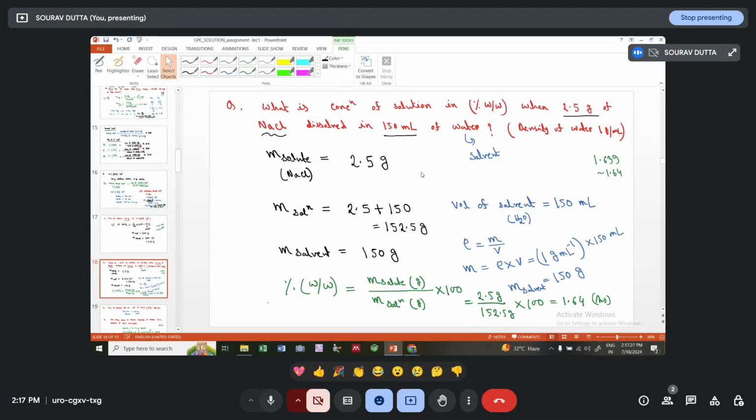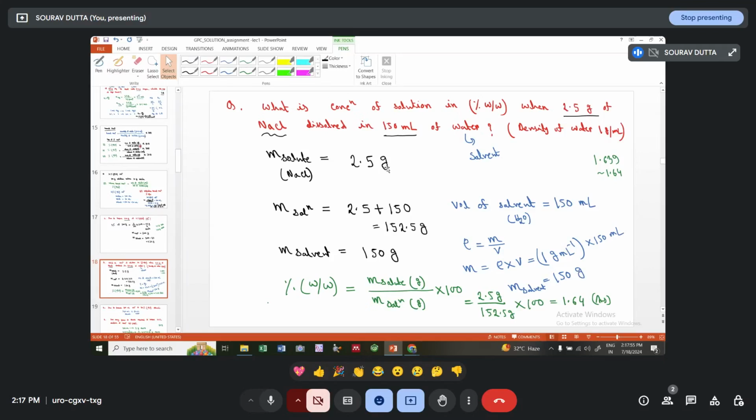We know the mass of the solute. Now the volume of the solvent, that is water, is 150 ml. You all know that density of the water in CGS is 1 gram per cc or 1 gram per ml. Now the density equals to mass by volume. So mass equals to density into volume. Your density is 1 gram per ml, volume 150 ml. So ml will be cancelled out and mass of the solvent will be 150 gram.